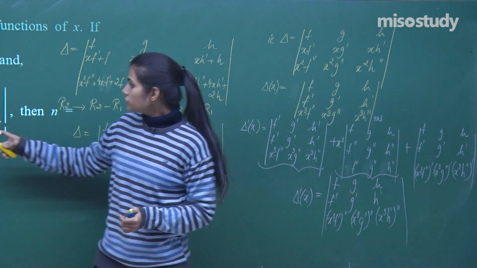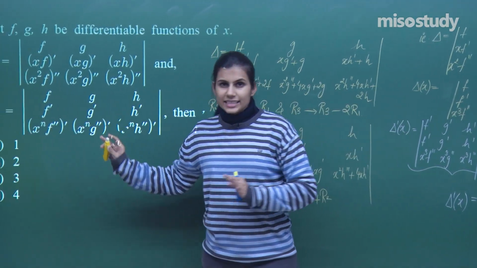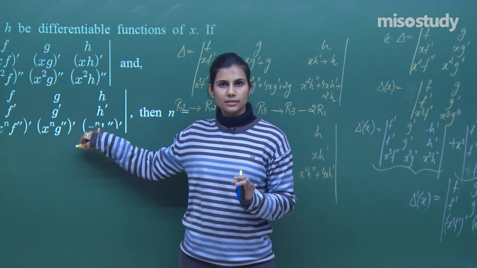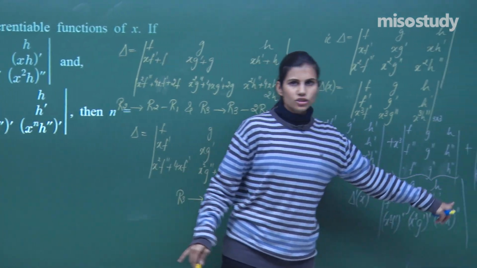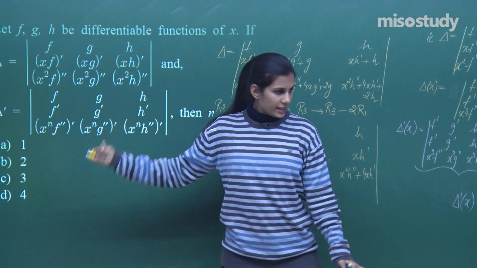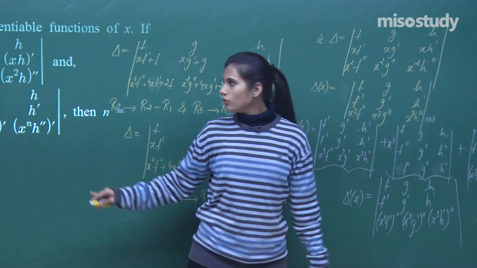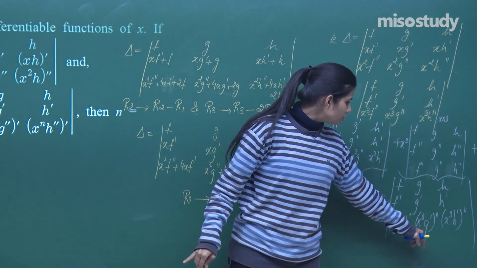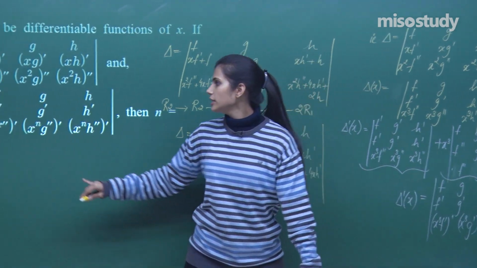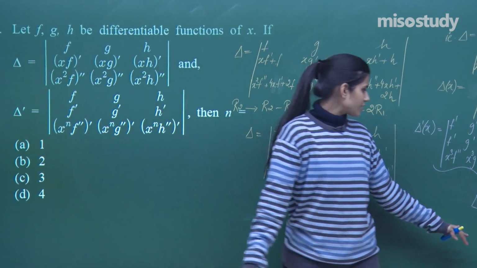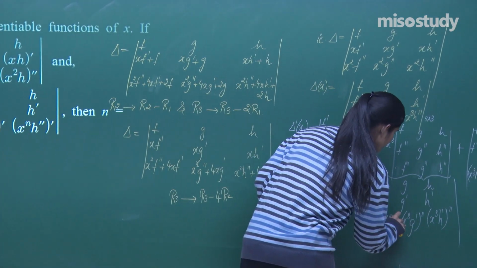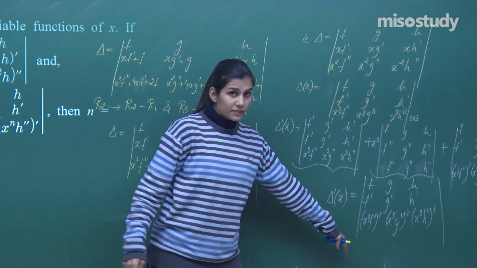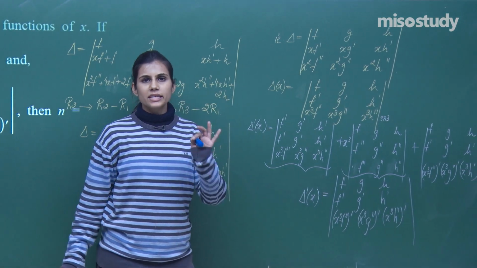And what delta dash is given to you? This. Exact same as this and this, only if I replace n by 3. Isn't it? It's f g h, yes, here also f g h. Here it is f dash g dash h dash, the second row f dash g dash h dash. Here it is x cube f double dash, x cube g double dash, x cube h double dash. Here this is double dash and this is dash, that's what we've written over here. So even the third row is exactly the same, only if I replace n by 3.